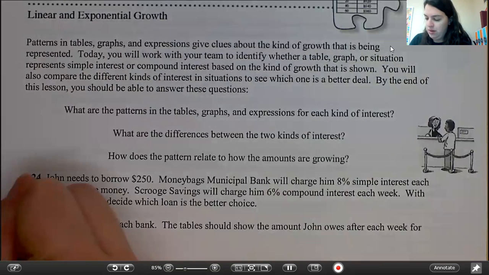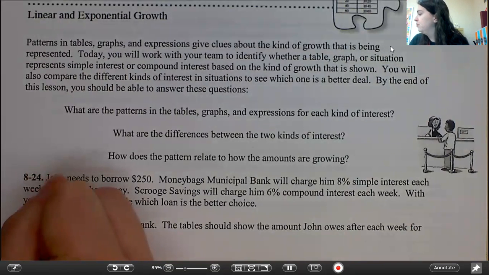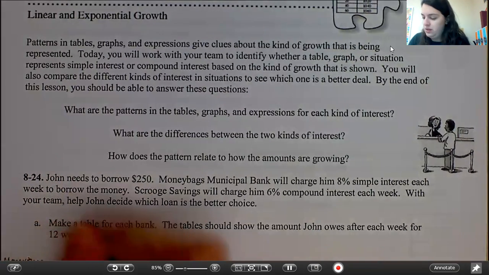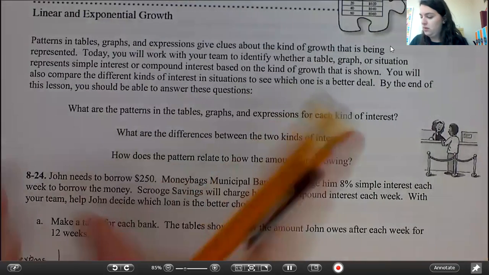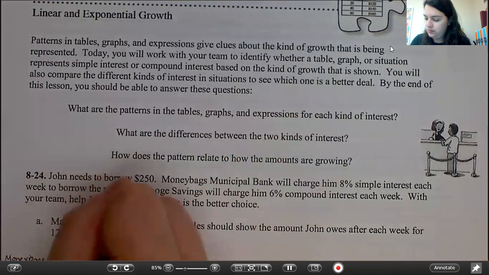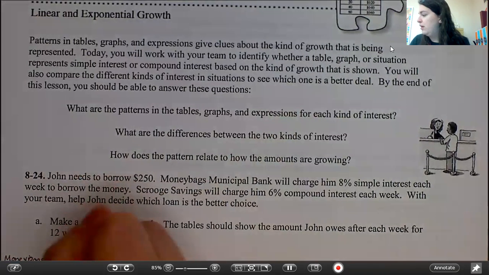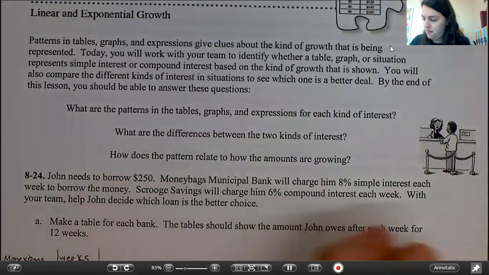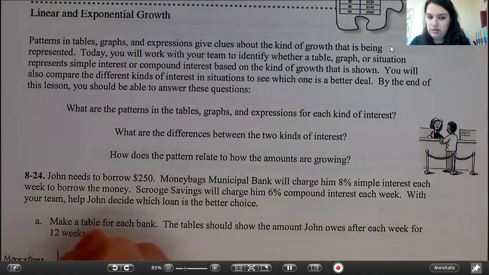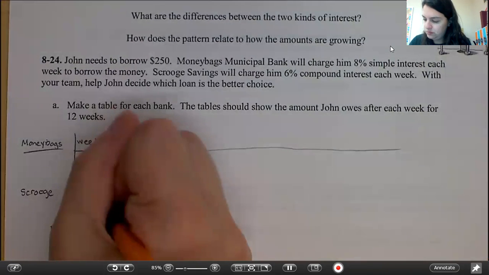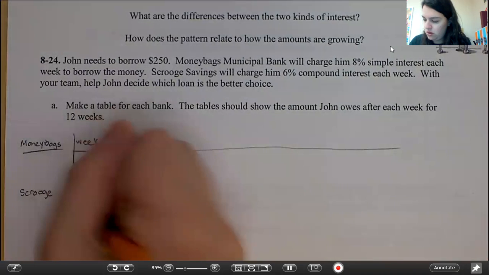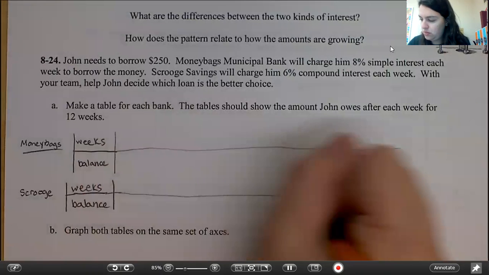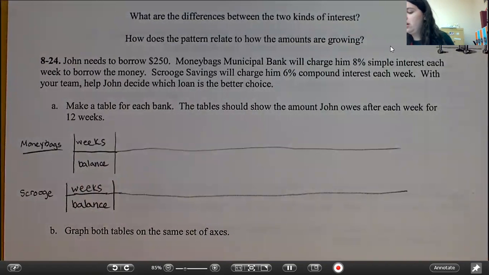So, this is Moneybags. And this is Scrooge down here. So when we make our table, this is going to be weeks over balance. Again, weeks over balance. So go ahead and try and fill out your table.